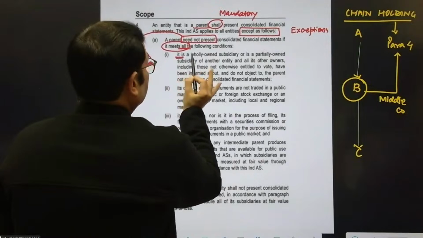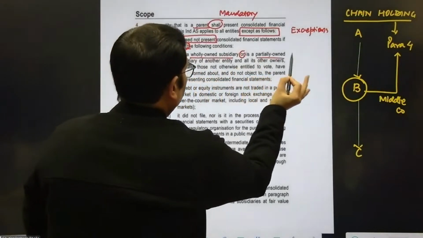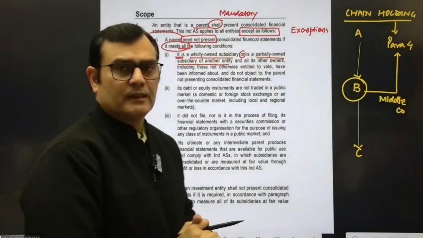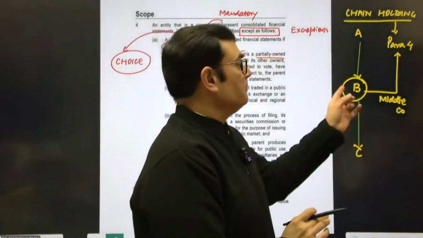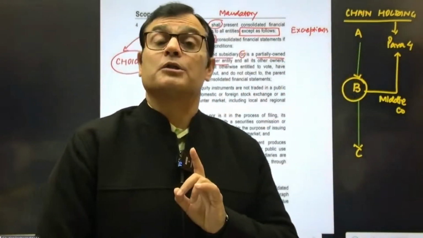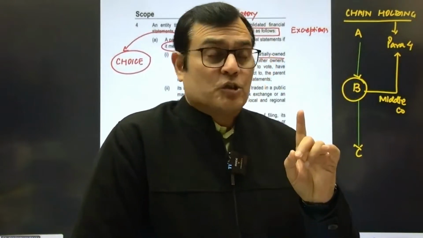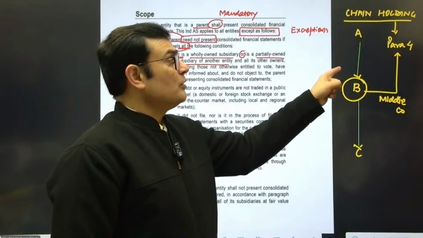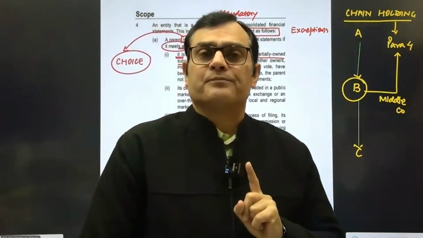It means B is a wholly owned subsidiary or is a partly owned subsidiary of another entity. The question number one, which you're going to put across to yourself, is: is B a wholly owned subsidiary of A? Yes, condition one met. Please mind the words carefully. So I'm going to put across the question number one, is B a wholly owned subsidiary of A? If you say yes, the condition number one is met.